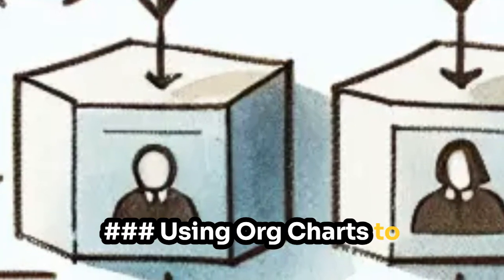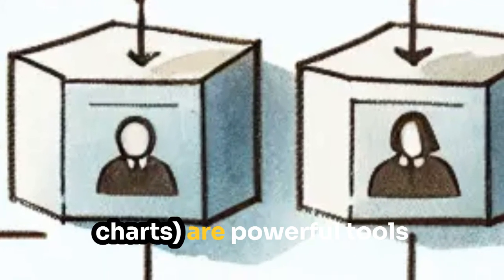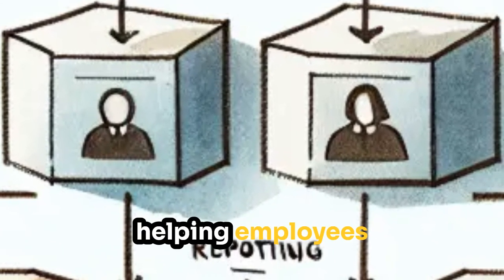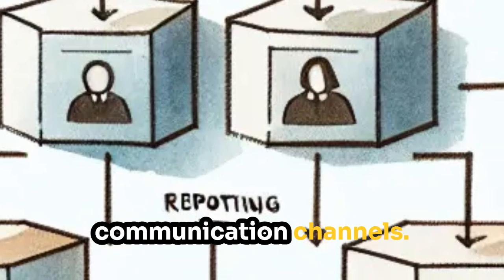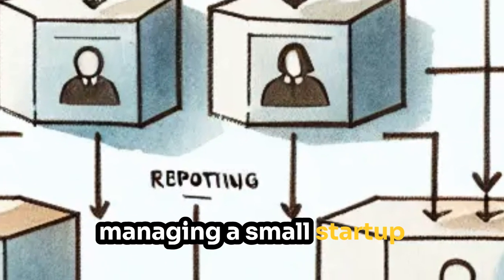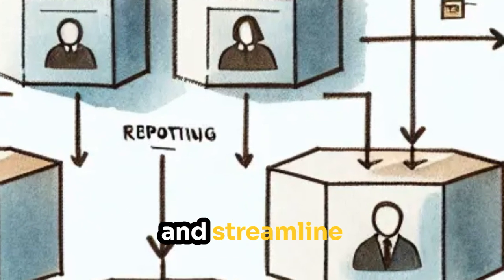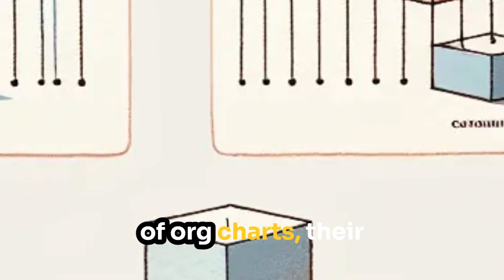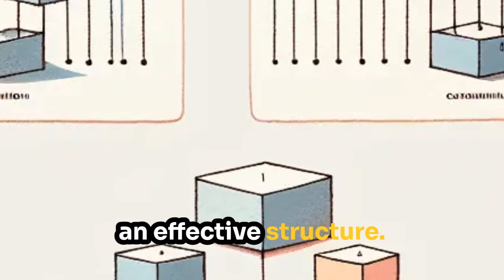Using org charts to visualize your structure. Organizational charts, org charts, are powerful tools that visually represent a company's structure, helping employees understand hierarchy, responsibilities, and communication channels. Whether you're managing a small startup or a multinational corporation, org charts provide clarity and streamlined decision-making processes. In this lesson, we'll explore different types of org charts, their benefits, and best practices for designing an effective structure.